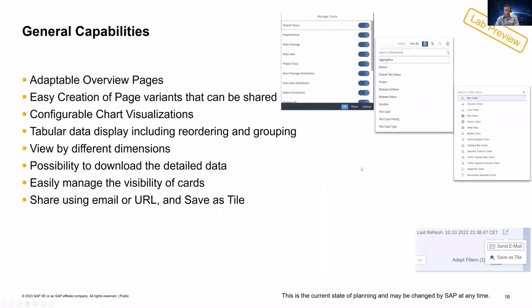So again, the general capabilities: it has adaptable overview pages. It provides you also the creation of page variants that can be shared. It is possible to have configurable or different ways of looking at the data based on the visualization options. The tabular display provides you the option of not only going deep down, but also reordering and grouping of this data. The view by function provides you the drill down to different dimensions. You can, of course, add a lot of dimensions and measures to the tabular display and download this data.